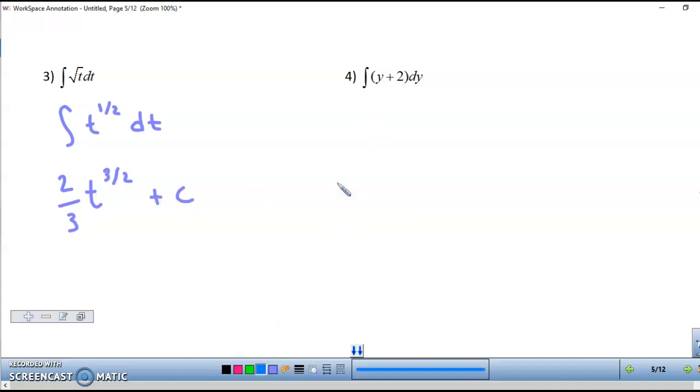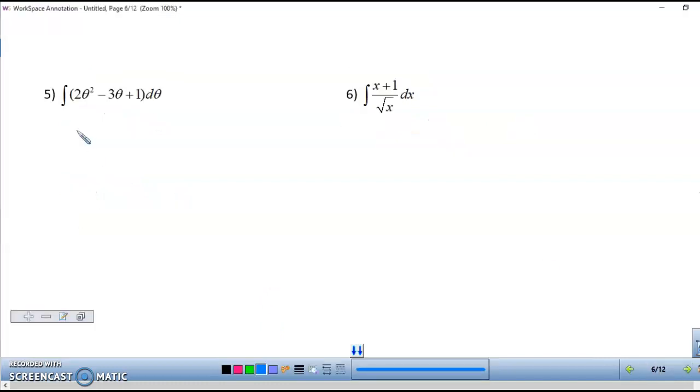This one I'm just taking the integral of each piece. So the integral of y is y squared times 1/2, or we could write y squared over 2. The integral of a 2 is 2y plus c. And the nice thing is you can check your answers on these, because whatever I have right here, if I take the derivative of this, I should end up with my integrand that I started with.